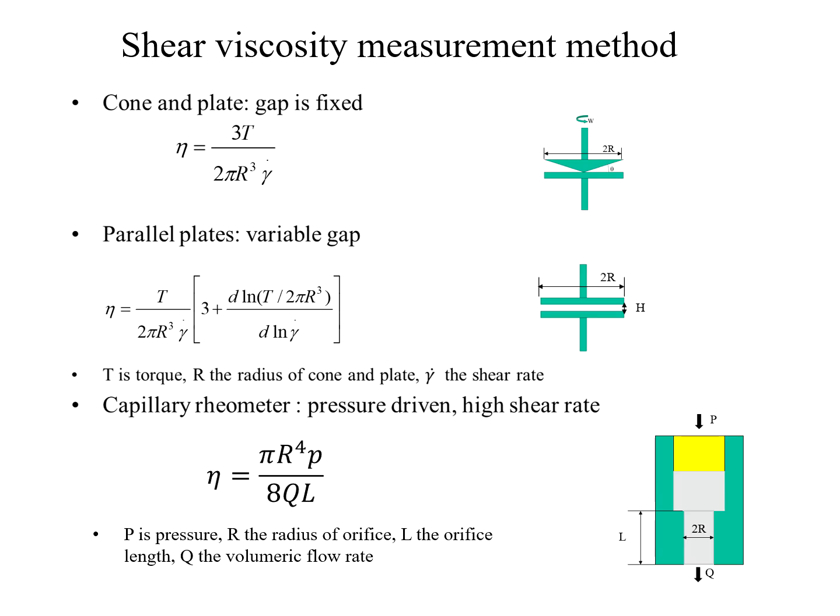Capillary rheometer is pressure driven, which can go to very high shear rate. Viscosity is related to the radius of the orifice, the driving pressure, the volumetric flow rate of the sample, and the length of the orifice.